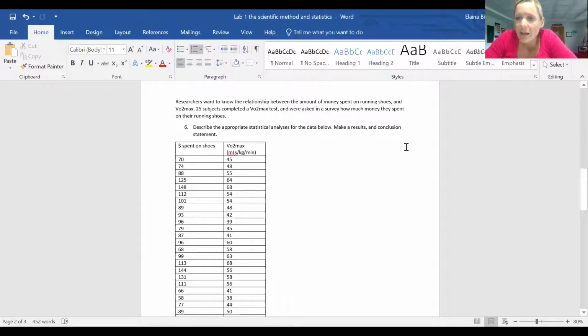What does that mean? So again, in your results statement, you want to include your p-value and whatever other statistical piece you have. For example, if you ran a t-test, you would want to include your t-value. If you ran an ANOVA, you would include the F. And if you did a regression, for example, you would include the r value or the r squared value. Okay, so your conclusion statement, again, if you found that there was a significant difference, your conclusion statement might be something like, as the amount of money spent on shoes increases, the VO2 max also increased in these particular subjects, or something like that. Okay.